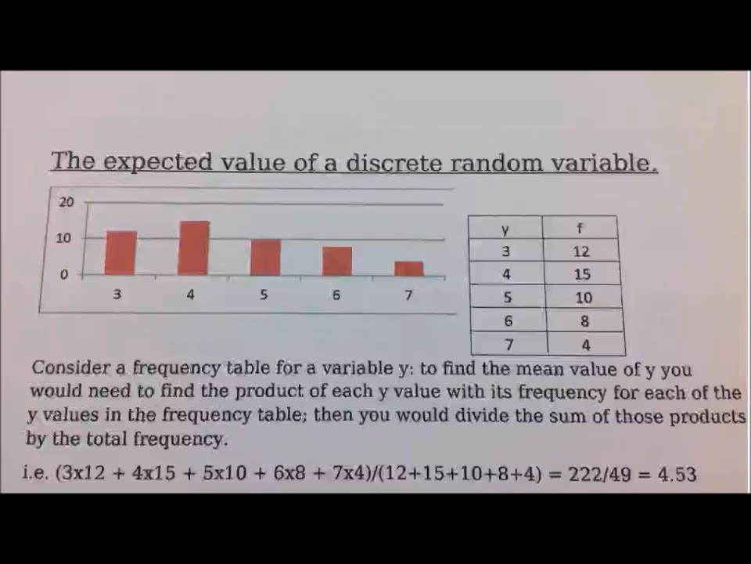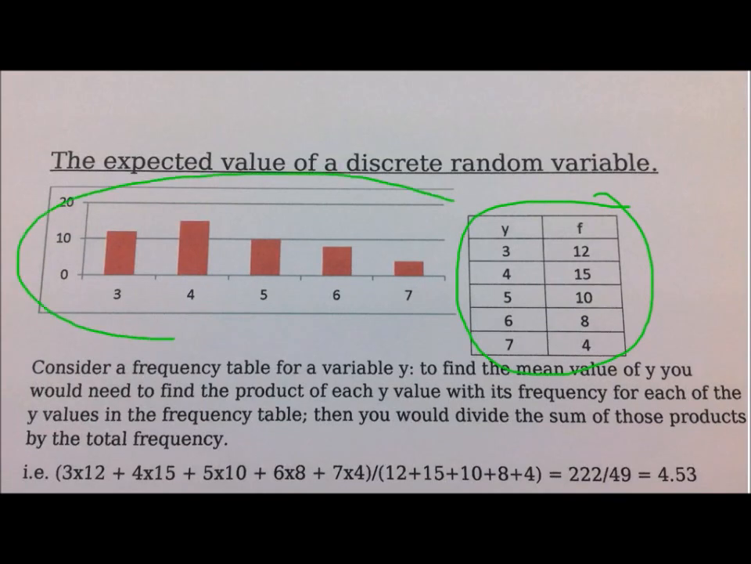If you wanted to find the expected value of a discrete random variable, then it's helpful to think about how you would calculate the mean of a discrete variable which is displayed in a frequency table. If you look here, you can see that we have a frequency table, and from that we're able to make an illustration, which is this bar chart here.